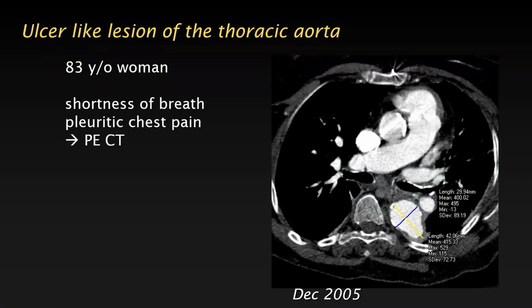Another patient here, just to stay along the same line. A patient, an 83-year-old woman, presents with shortness of breath and pleuritic chest pain. And as everybody who has symptoms like this or no symptoms at all, doesn't matter, everybody who enters the ED here gets a PE study. And you see this lesion here in the descending thoracic aorta. My question to you is, does this patient have an ulcer-like lesion protruding from the aorta? And then you could argue, well, she does, and it's actually a pretty large lesion that protrudes off the aorta.